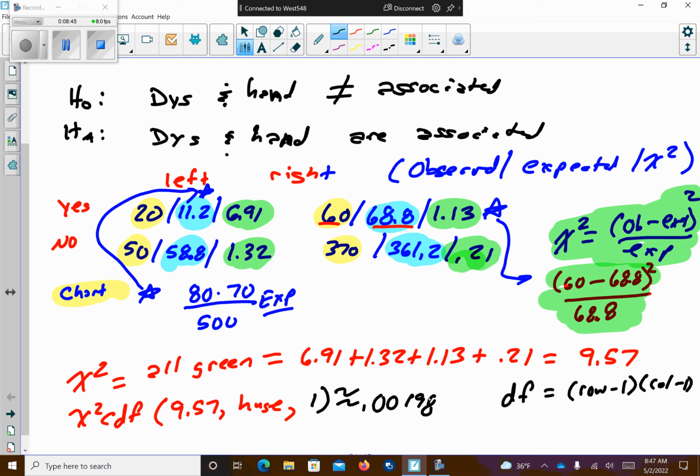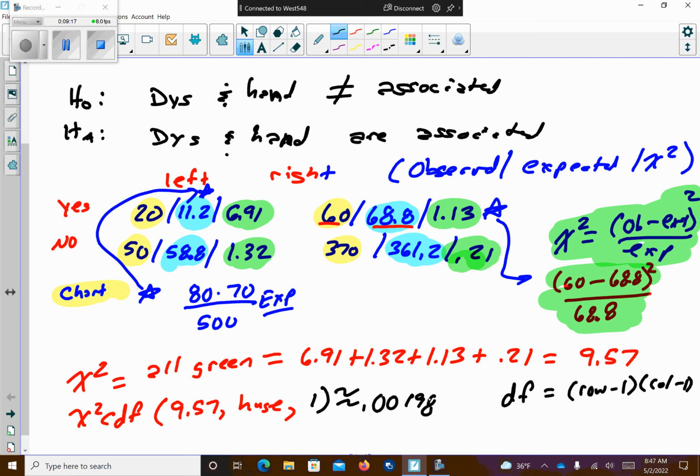So how do you find the degrees of freedom? I had left-handed, right-handed, so there's 2. I have dyslexia or not, there's 2. So 2 minus 1, 2 minus 1. It's whatever the number of rows minus 1 times the number of columns minus 1. Oh, it's just 1 times 1. Yeah, because we had left versus right, so 2 minus 1 is 1. Yes versus no, which is 2 minus 1, so that's 1 times 1.